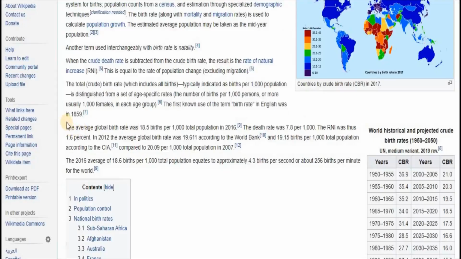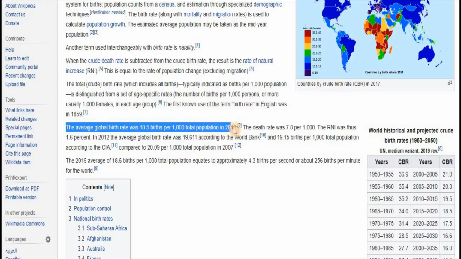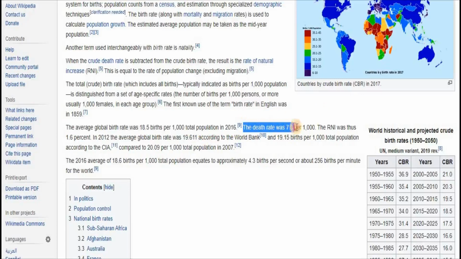Seeing a little further, if you compare that with India, the world average, the global average birth rate was 18.5 births per 1,000 total population in 2016. So see, the world average is 18.5 births per 1,000 population, and the global death rate is only 7.8 per 1,000.